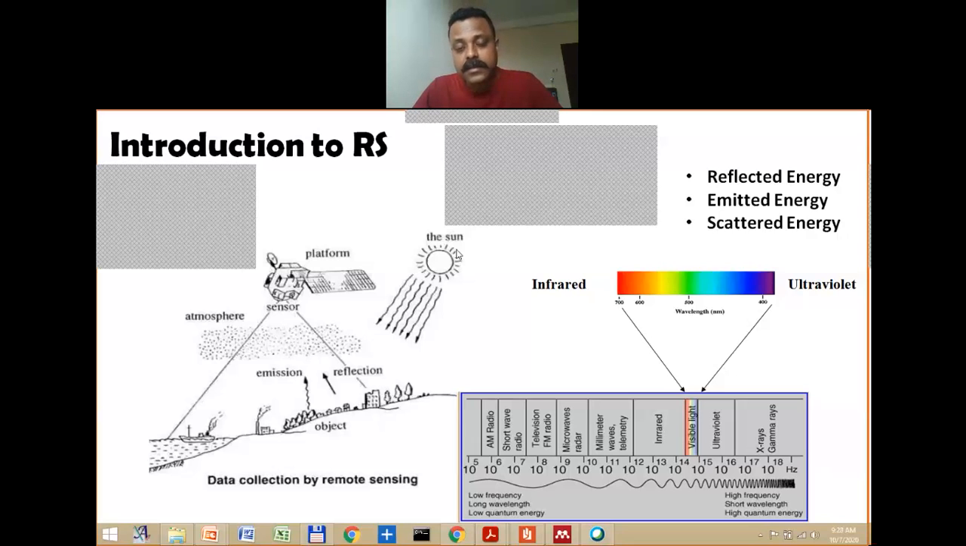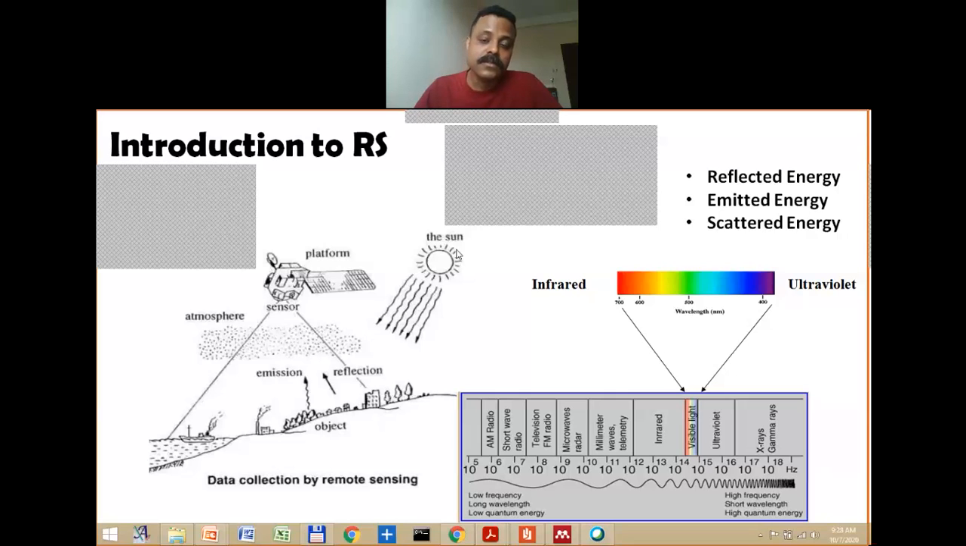If you are using a wavelength range slightly bigger than that and it falls in the infrared category, this is known as infrared remote sensing. And then if someone is using microwave radars, RADAR, for remote sensing applications, it is known as microwave remote sensing.